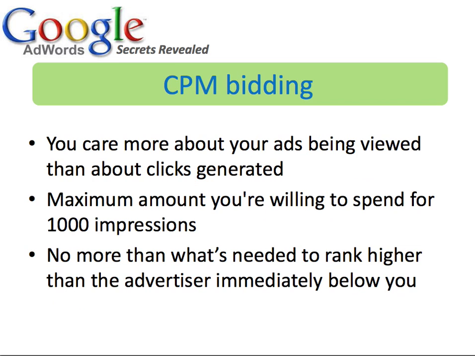CPM bidding is really only for the display network, and not many companies are using it because it's mostly a branding strategy. With CPM bidding, you can tell Google that you want to pay for every thousand impressions on the display network because you're interested not in getting clicks but in getting your brand known. That's why it's called cost per thousand impressions.